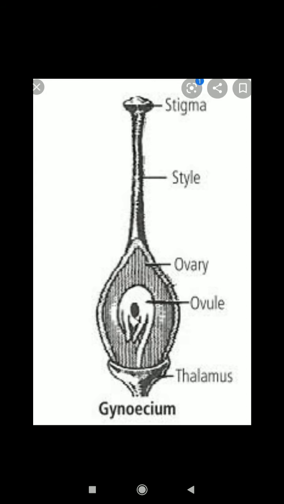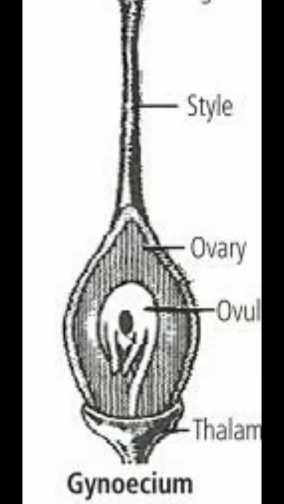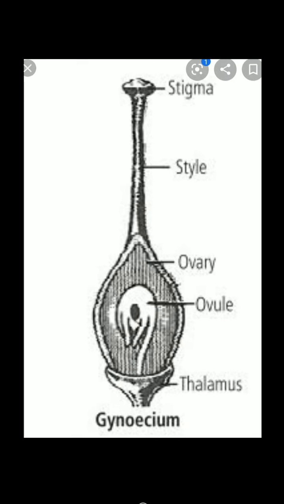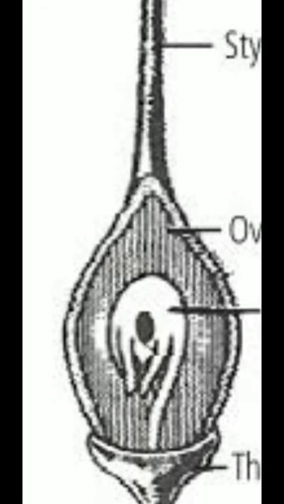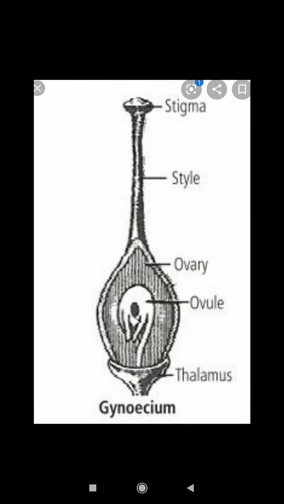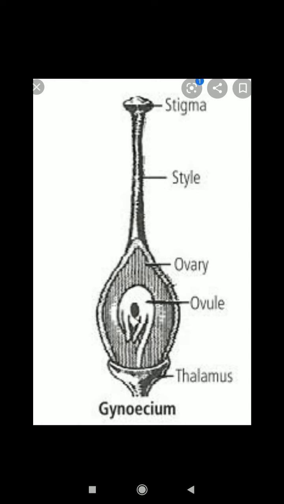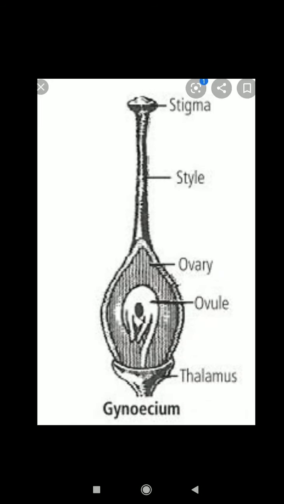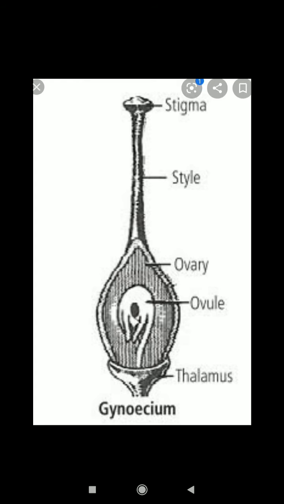And the ovary is a swollen basal portion. Swollen means a thickened basal structure. The inner cavity of the ovary may be a single chamber or divided into several chambers called locules. In these, small parts are present called ovules, and the placenta attaches the ovule to the walls of the ovary. Here the thalamus is also mentioned; it is not that difficult. It is only the base of the flower.